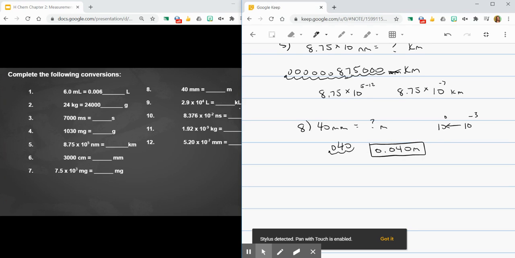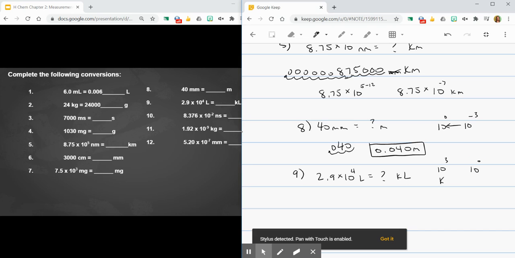Okay, number 9, let's do number 9. I have 2.9 times 10 to the 4th power liters, and I want to change that to kiloliters. And kilo is actually over here. So we have kilo, which is 10 to the 3rd, and liters are a base unit. So liters would be 10 to the 0.